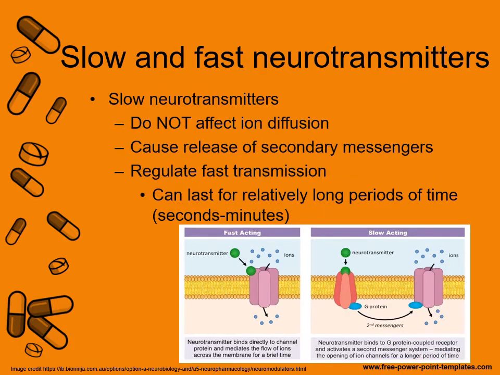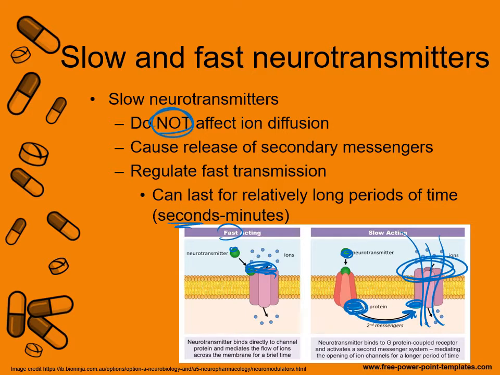Good? Good. Those slow neurotransmitters, neuromodulators, do not affect ion diffusion directly, but instead they cause the release of that secondary messenger, that G protein, which is going to slide over and then regulate that fast transmission, either open up or shut down those ion channels, which again will last for a longer amount of time. So this fast-acting neurotransmitter binds, opens, but then it's going to close right back up. Whereas with our slow-acting, we have to wait for this guy to get all the way over there, but then it's either opened or closed for a longer amount of time.